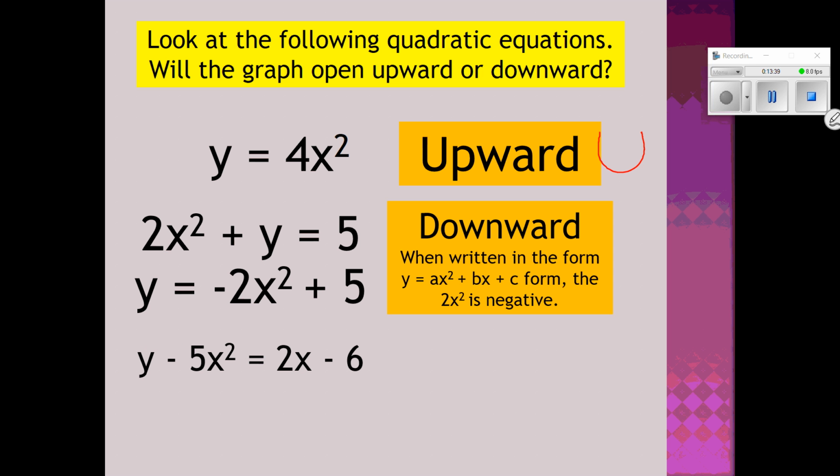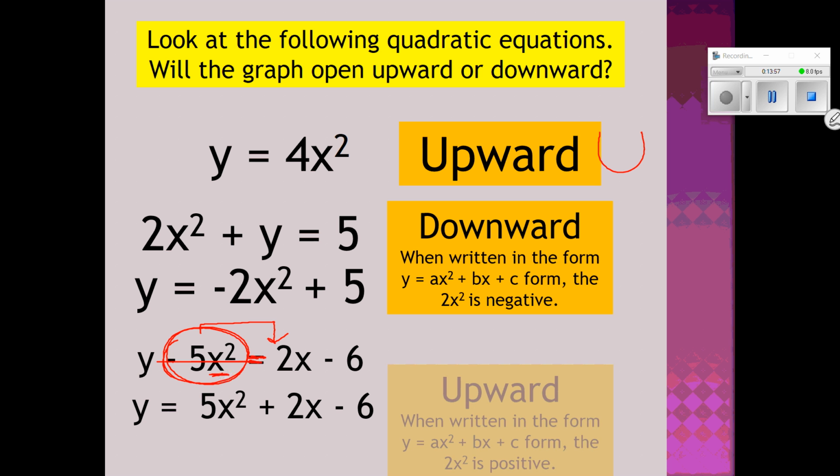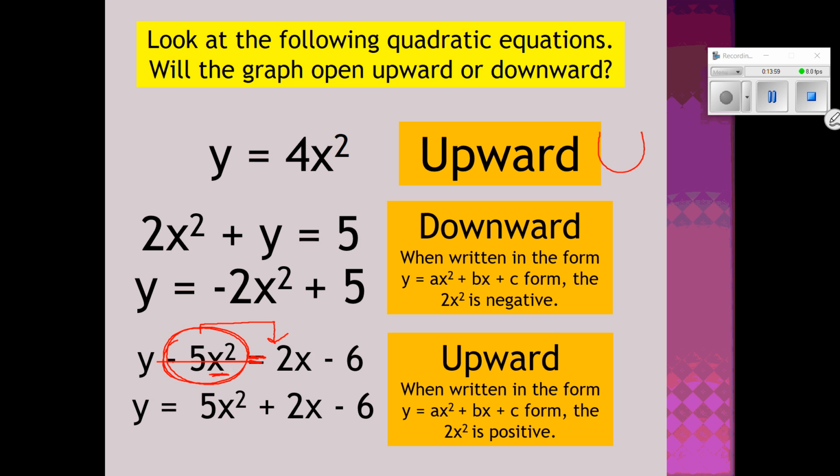Okay, again, this one is not in standard form. We want the y by itself. So this is the term we're looking at because this is the x squared term. We have to move it to the other side when it jumps the fence. This is the fence, the equal sign. It goes from a negative to a positive. So that would be a positive 5x squared, so that would open upward.